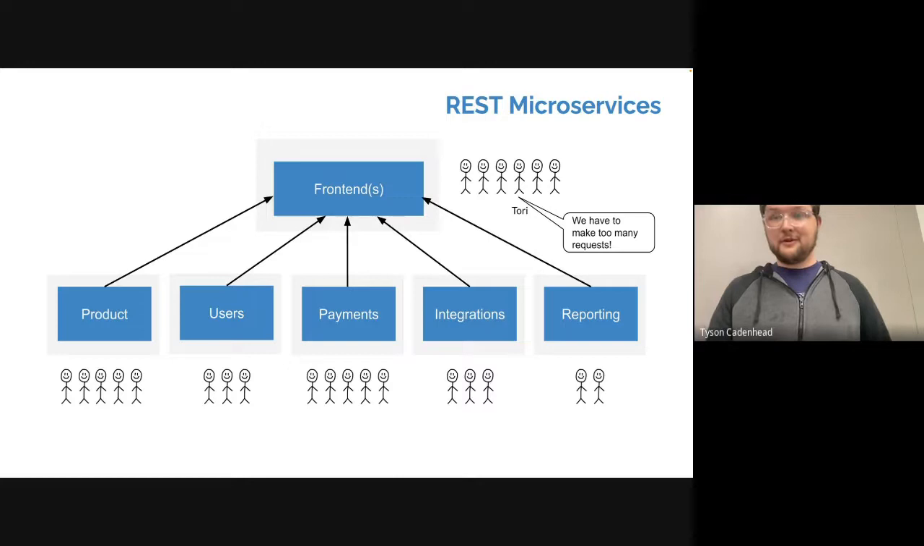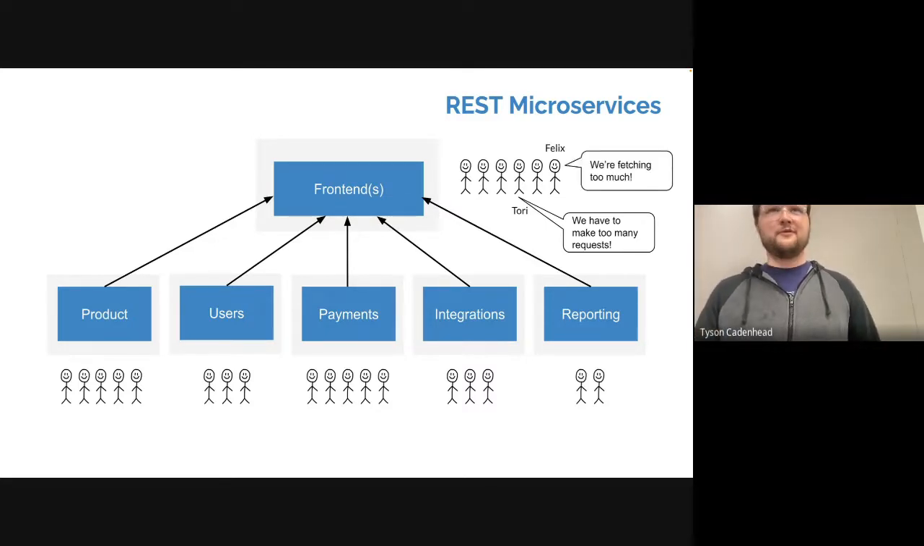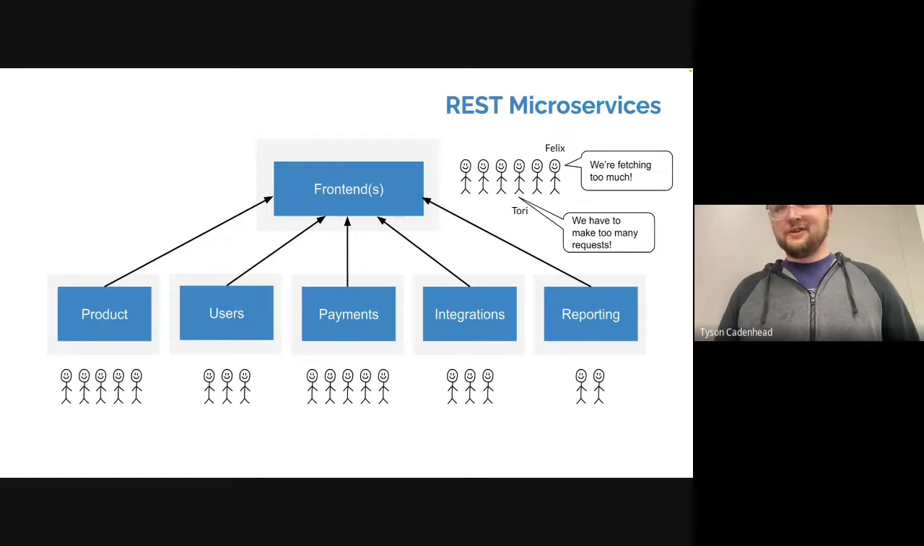Tori said, "We have to make too many requests," because if they wanted to show a page with the products and the users and the payments all on the same page, they would have to request all those different APIs, and it just got really big. And then Felix, who's my nephew, said, "We're fetching too much."